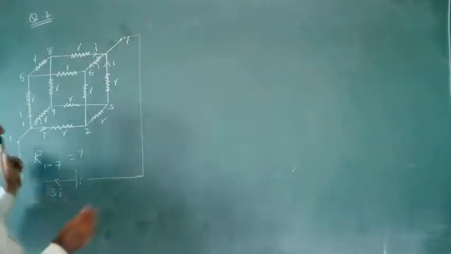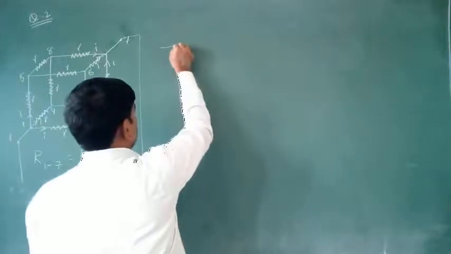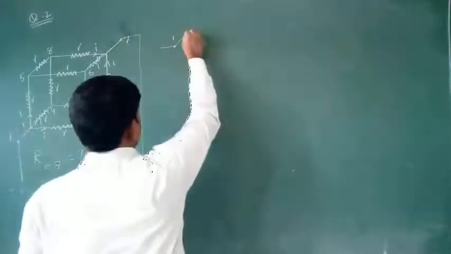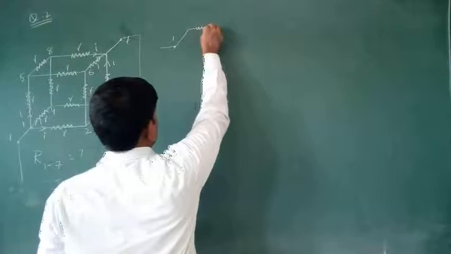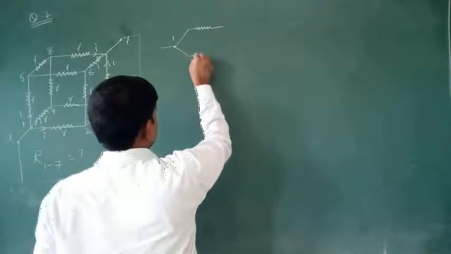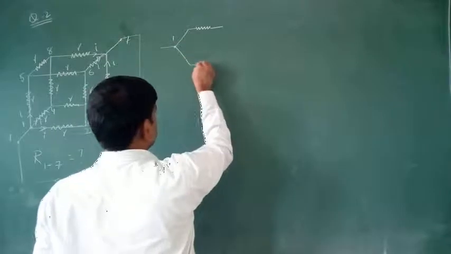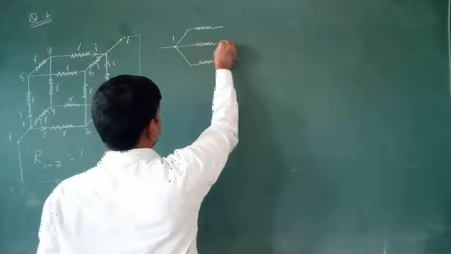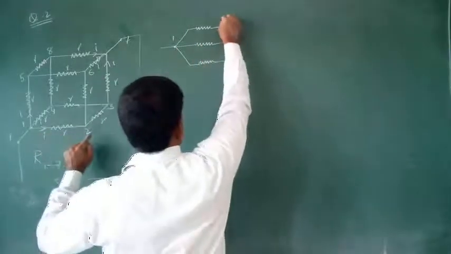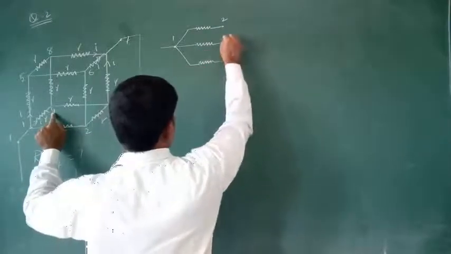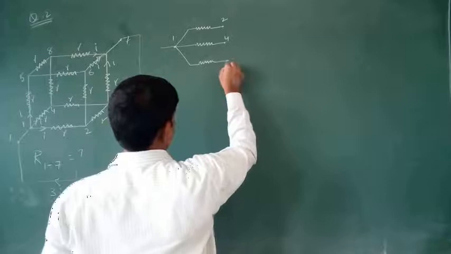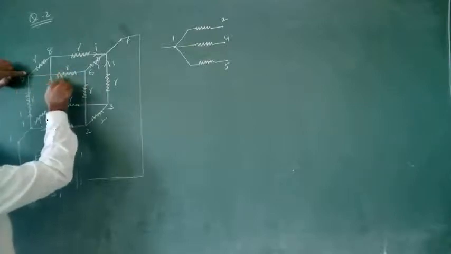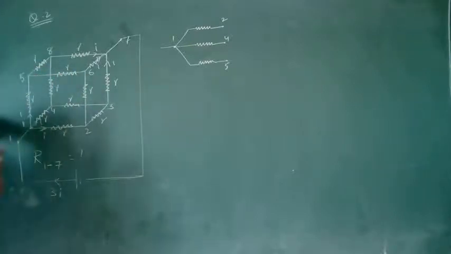If you observe from the first terminal 1, 3 resistors are connected: this is the first resistor, this is the second one, and this one is the third resistor. Here, the first goes to point 2, the second to point 4, and this is 5. The current passing through this resistor is I by 2 and this one is also I by 2.